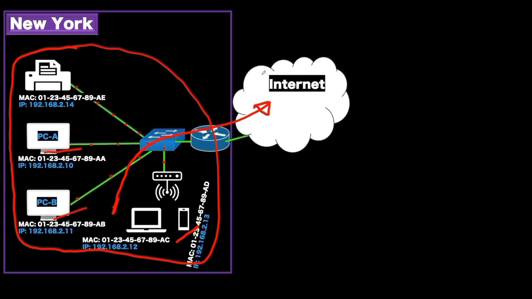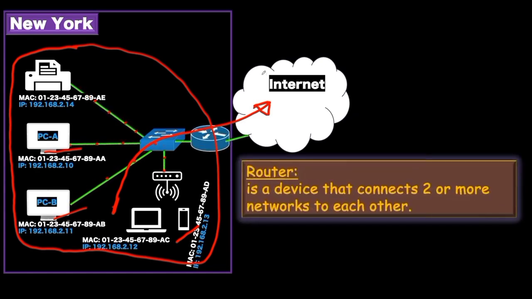That is where the router comes in. A router is a device that connects 2 or more networks together. Then in this case, the router connects the local network to the internet. A router in this case becomes the default gateway to the internet.